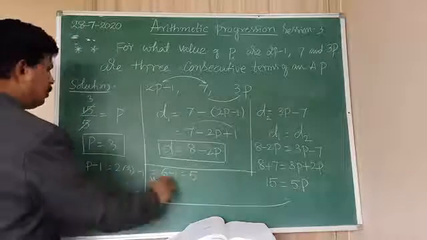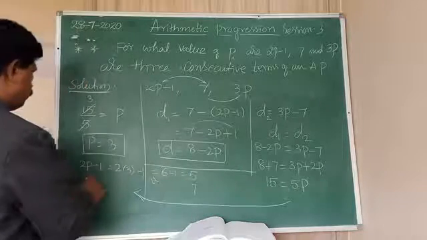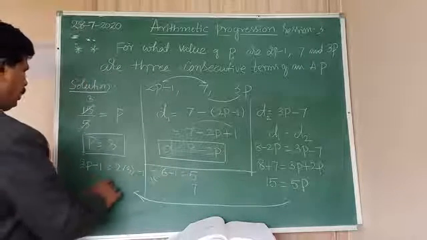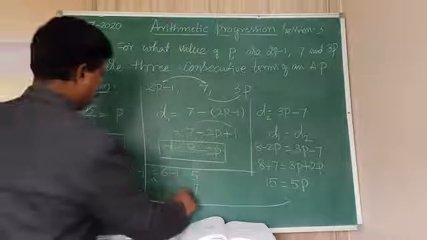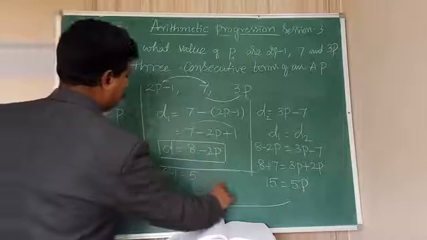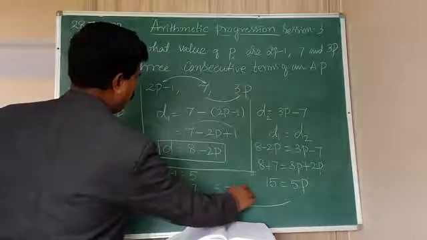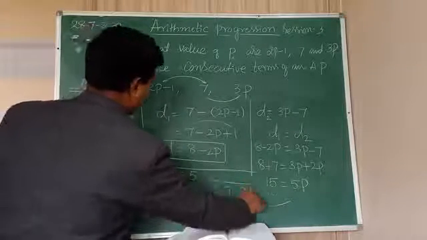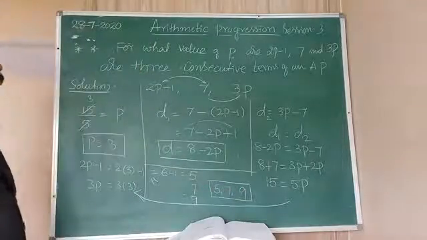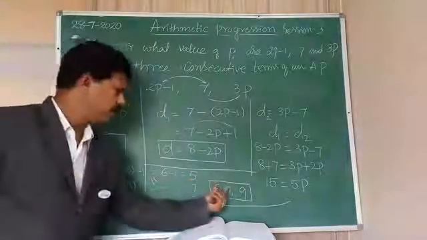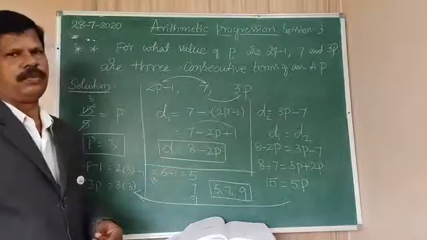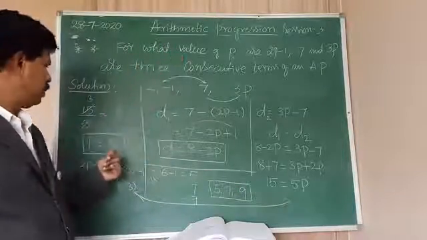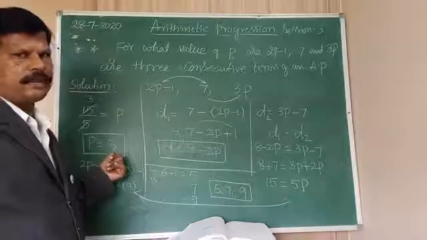Then second term is 7. Third term is 3P, that is equal to 3 into 3, that is equal to 9. So 5, 7, 9 are the three consecutive terms of the AP, because the difference between these two is 2. The difference between these two is 2. Therefore, P value 3 is the correct answer.